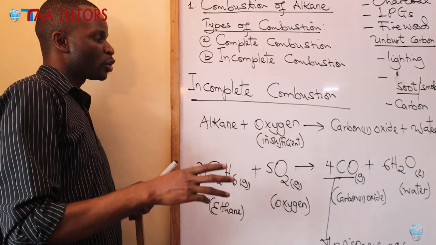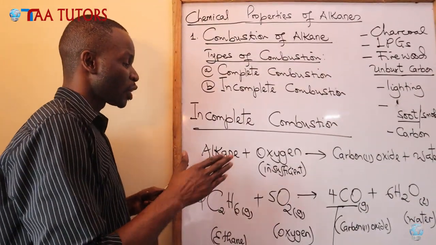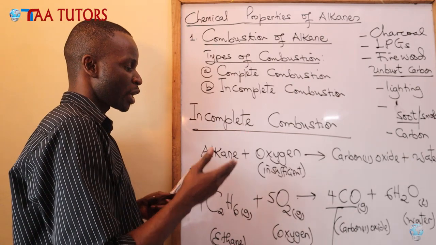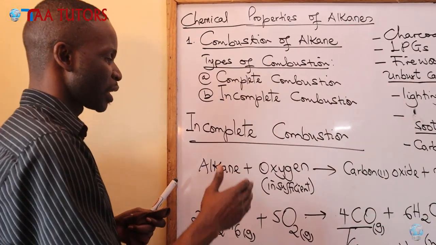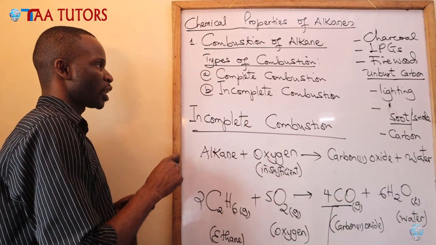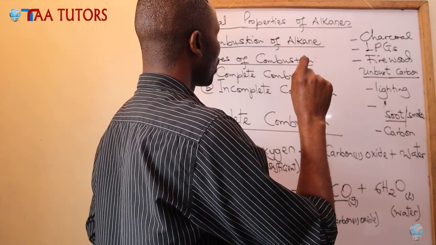So viewers, I have explained to you incomplete combustion and complete combustion. I've used the example of ethane, but as I've said, you can write the equation for the other alkanes. The products are the same. We said initially that all members of the same homologous series have the same chemical properties.